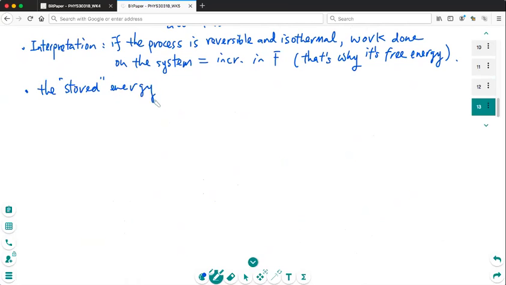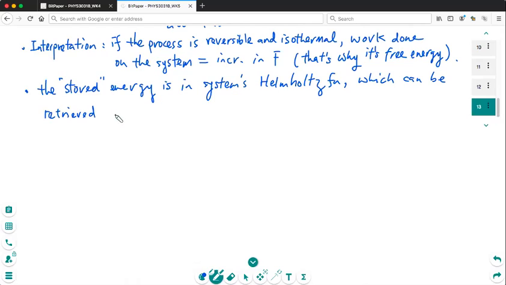Just think about that spring analog. So you store the energy where? You store it in the system, in the system's Helmholtz function. And the point is this stored energy can be retrieved for useful work later. So it's like the potential energy of the mechanical system. Okay, now this is a reversible process.